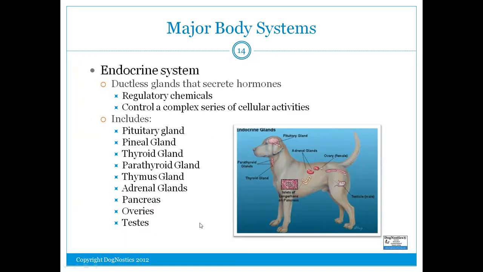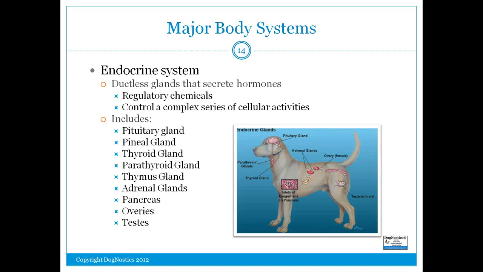The endocrine system. The endocrine system is another really important part of our body. It's extremely complex. This is a system of ductless glands that secrete hormones, so they're secreting these hormones directly into the bloodstream. Since these hormones are in the bloodstream, technically they're in systemic circulation all the time. But these chemicals are highly specialized so that they only act on very specific organs.